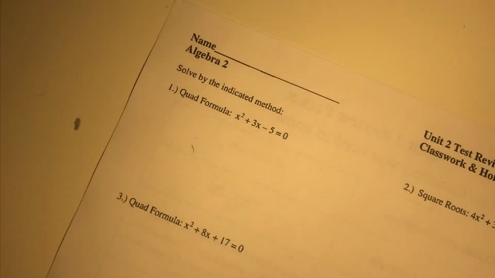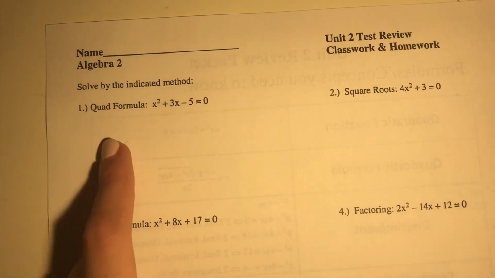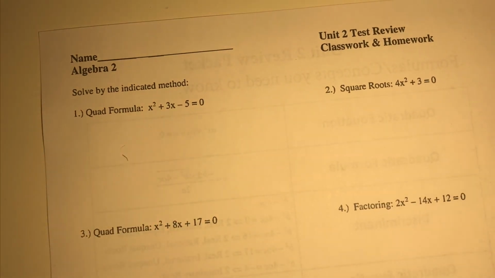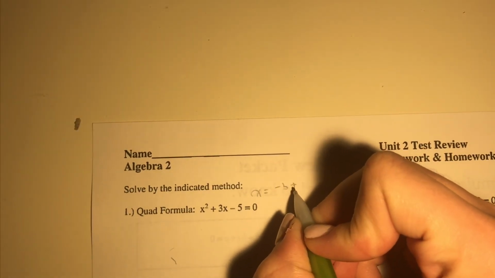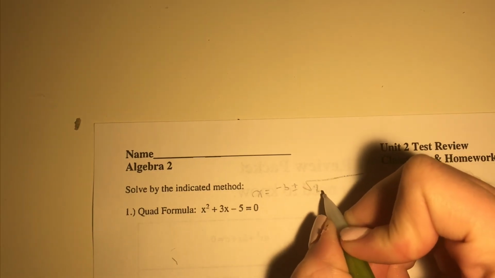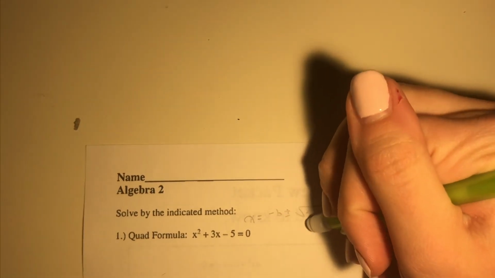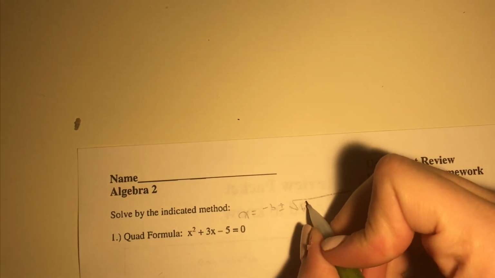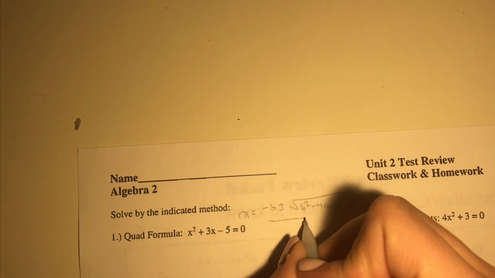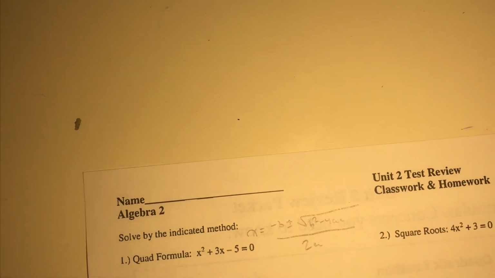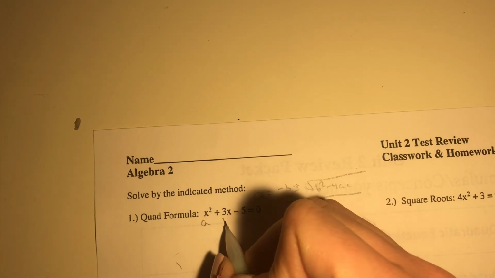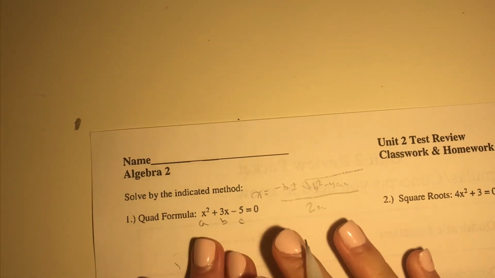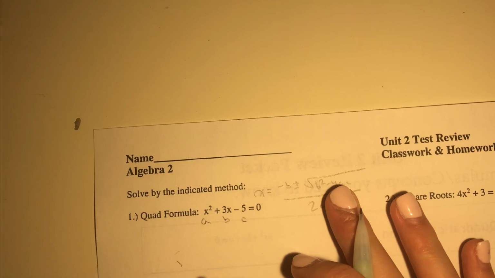Let's do this. Okay, question number 1 says quad formula. So we need to show our work by using the quad formula. So I'd like to write our quad formula down, which is x equals negative b plus or minus the square root of b squared minus 4ac all over 2a. And I'd also like to write out how this is an a, b, and c. Now all we just have to do is plug this into this equation.